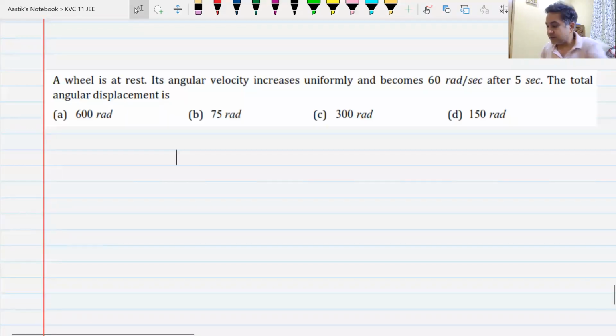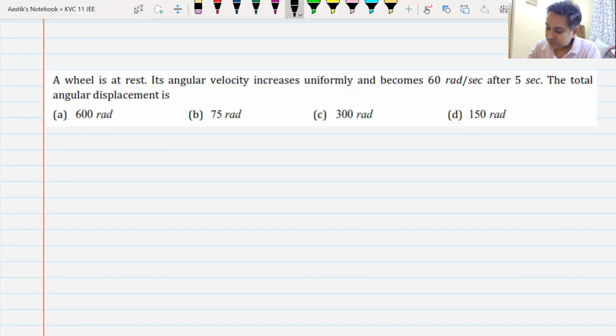And here is the question. A wheel is at rest, its angular velocity increases uniformly and it becomes 60 radians per second after 5 seconds. What is the total angular displacement? I'll give you 2 minutes to solve this.